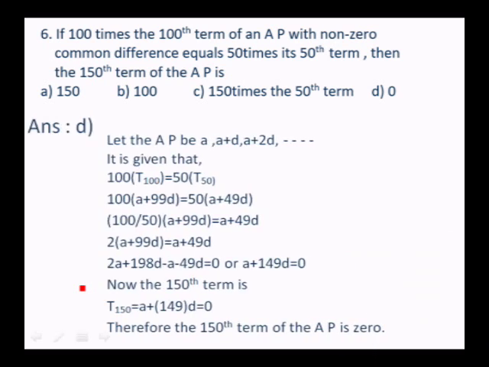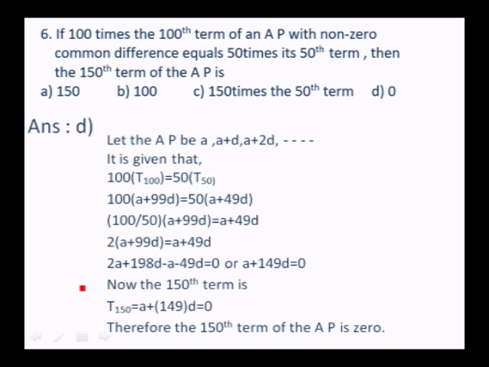So, let the AP be a plus d, a plus 2d, etc. It is given that 100 into T100 is equal to 50 into T50. T100, if you use the formula a plus (n minus 1) into d, gives 100 into (a plus 99d) is equal to 50 into (a plus 49d). So, 100 by 50, take 50 below 100. 2 into (a plus 99d) is equal to a plus 49d. 2a plus 198d minus a minus 49d is equal to 0. So a plus 149d is equal to 0.